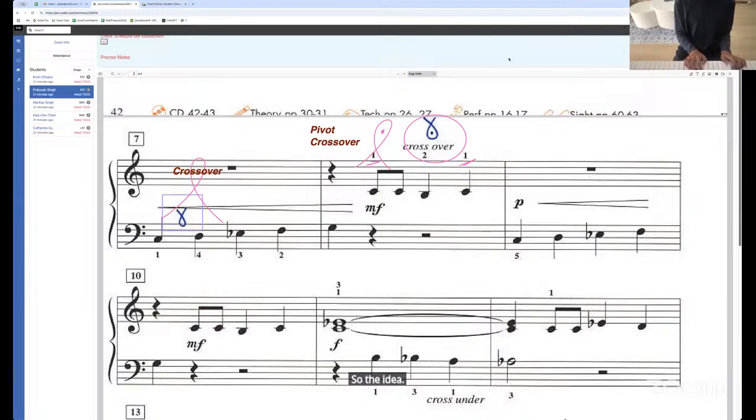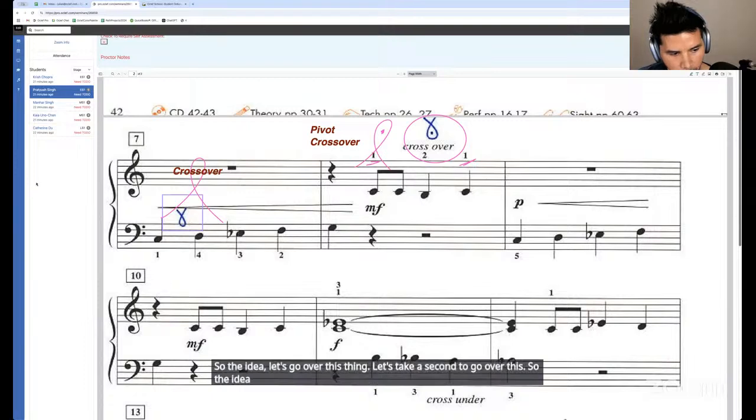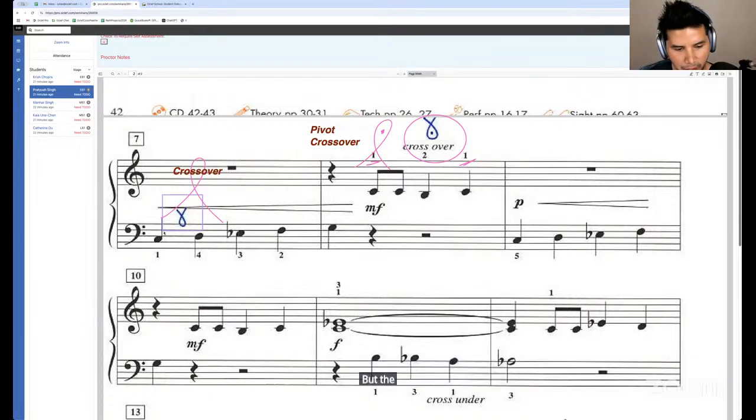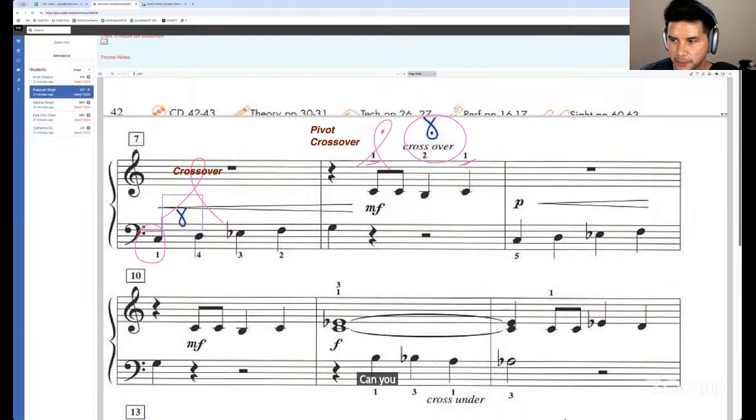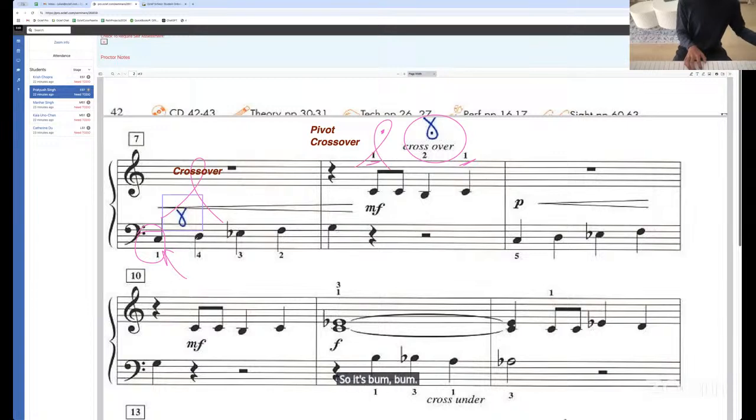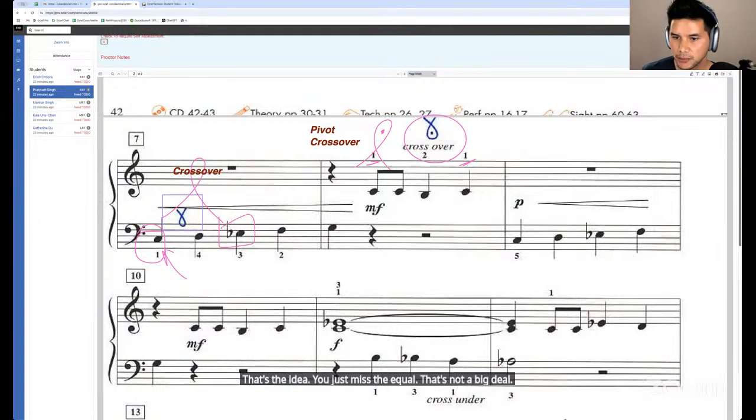I'm glad. Let's take a second to go over this. So the idea, I know it's a new move for you, Krish, is that your thumb is going to be on bass C. Can you put your thumb in the left hand on bass C? Can you play it? Sure. Okay. And then cross over your fourth finger. So your thumb will be on bass C, and then your fourth finger will cross over to D. So it's bum bum. That's the idea. You just missed the E flat, but that's not a big deal. Thank you for trying. That was hard. That was good. Kaya, do you want to give it a shot?